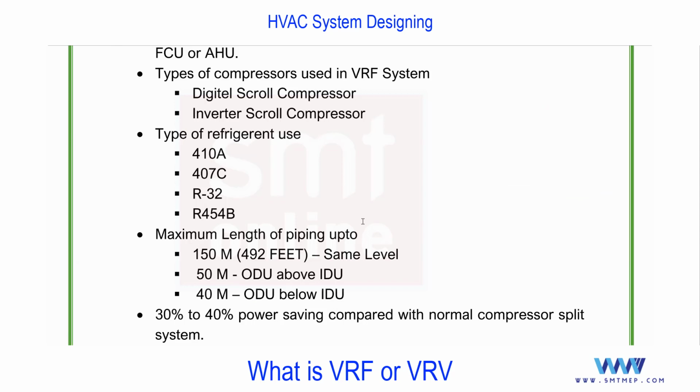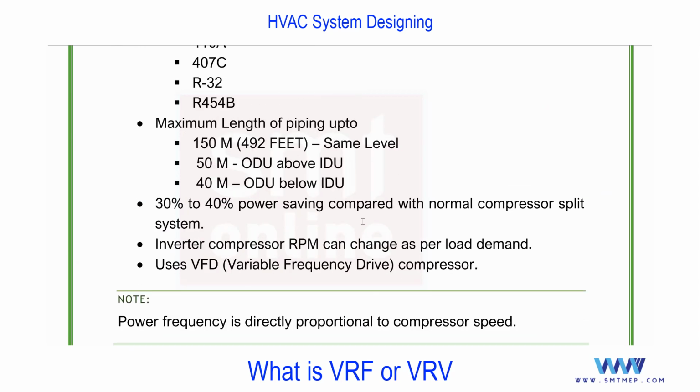Next point, you see 30 to 40% power saving or energy saving compared with the normal compressor split system. Again, as I said, in a split system also you'll find this inverter type scroll compressor. In that case, you'll find very close power saving. But if you talk about the normal compressor split system, you can expect 30 to 40% saving of energy. And that's the reason now even LG, Carrier, and many brands are offering inverter technology in split systems.